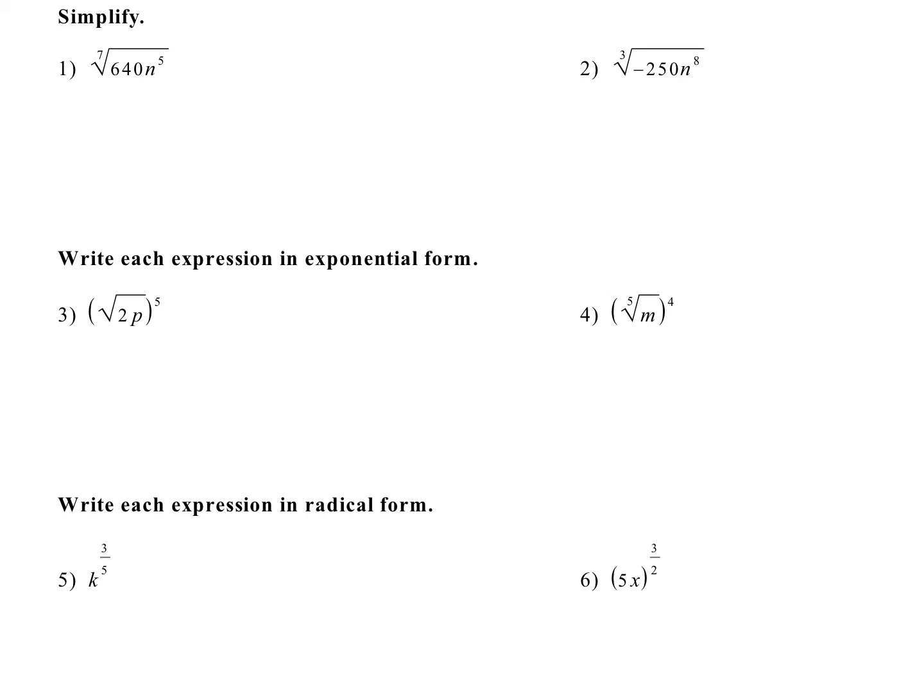Okay, final exam review, part 1. So numbers 1 and 2, we're going to simplify radicals. In number 1, we have the 7th root of 640 n to the 5th.